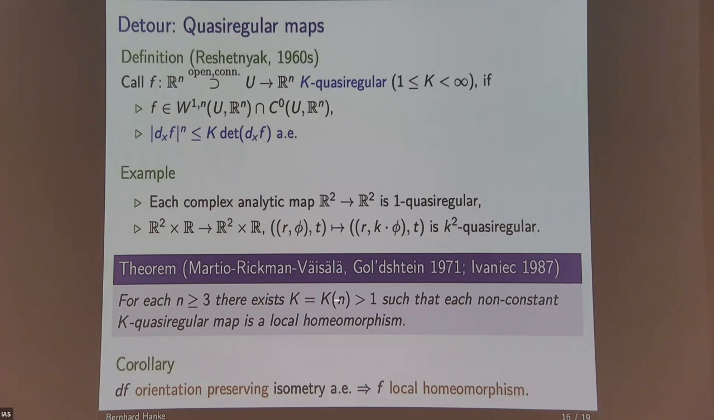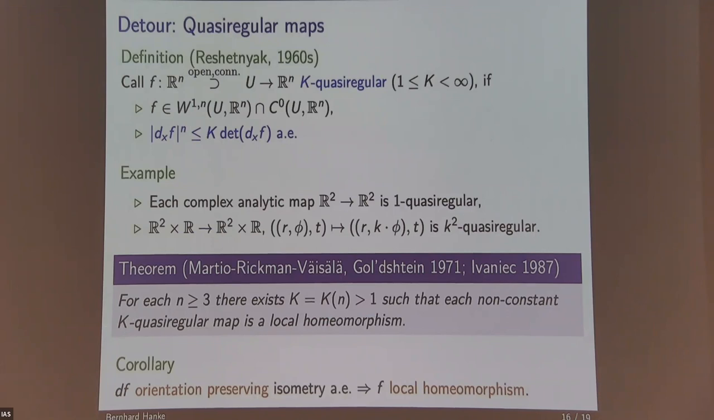In particular, this property is fulfilled for trivial reasons if the differential of F is almost everywhere an isometry. This sounds a little funny because then this property holds for K equal to one even. But even then, this theorem is non-trivial to prove, so we can readily use it.